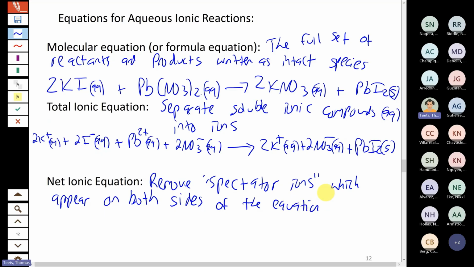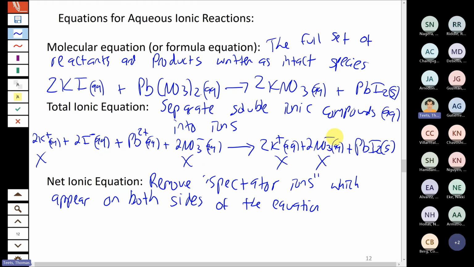So writing the total ionic equation is sometimes helpful for getting to that, because if we look at our total ionic equation, we see that on the left side we have 2K+ (aq), and on the right side of the arrow we also have 2K+ (aq). So K+ is one of our spectator ions. We'll put an X next to it. And then nitrate, NO3-, is dissolved over here as an aqueous ion on the left side and also as an aqueous ion on the product side. So NO3- (aq) appears on both sides.